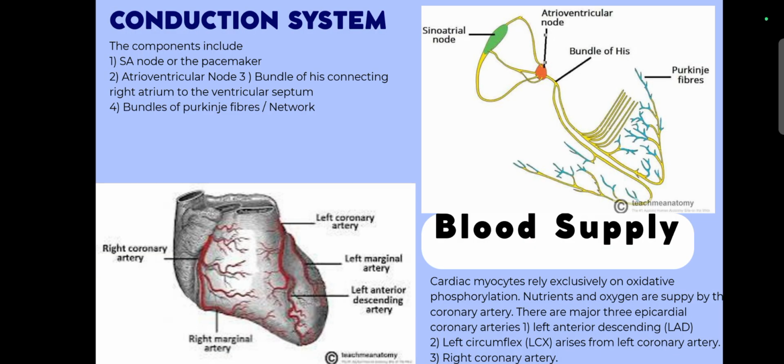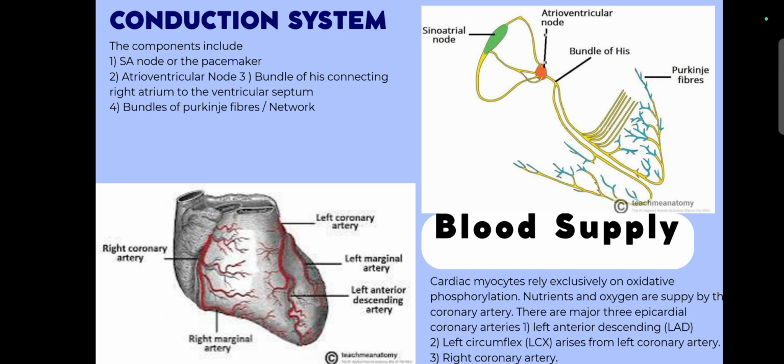Then the conduction system of the heart. The conduction system of the heart comprises four different types of pacemaker. First is the SA node, second is the AV node, third is the bundle of His, and last is the Purkinje fibers. So the impulse travels from the SA node to the AV node, then from the AV node to the bundle of His, and from the bundle of His to the left and right bundle branches, and lastly to the Purkinje fibers. This helps the heart to relax and contract simultaneously.